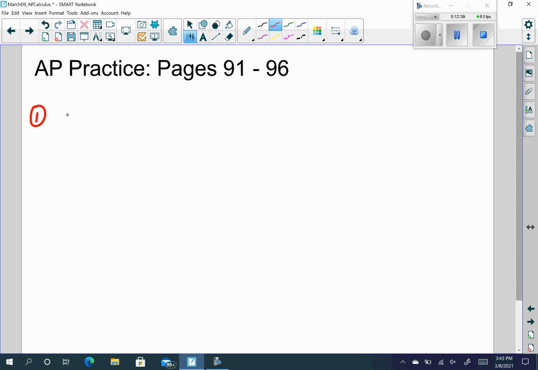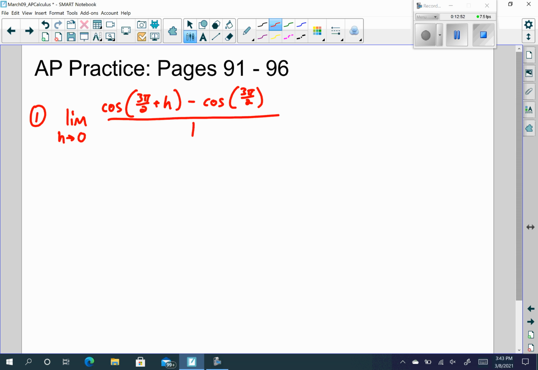All right, so for number 1, we're given the limit as h approaches 0 of cosine of 3 pi over 2 plus h minus cosine of 3 pi over 2, all over h.